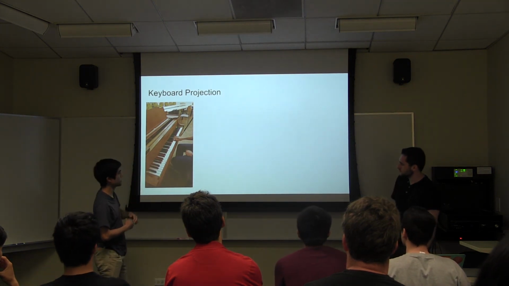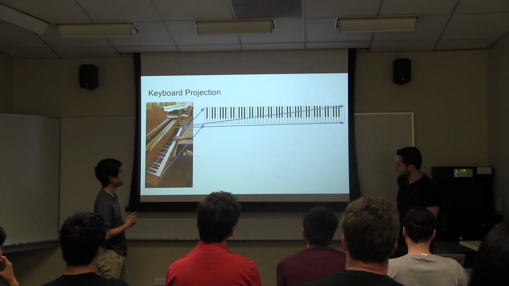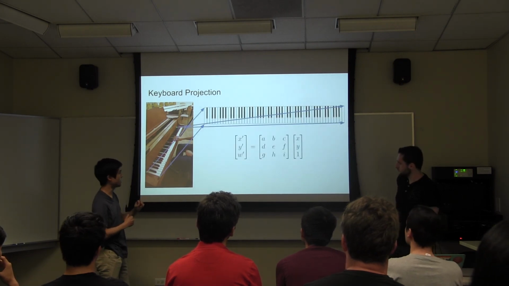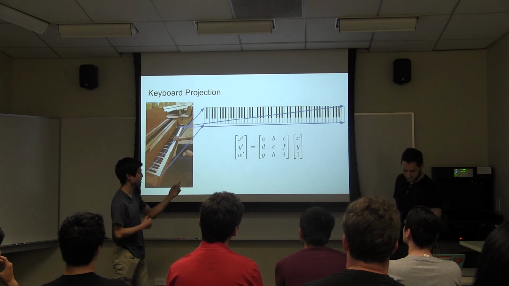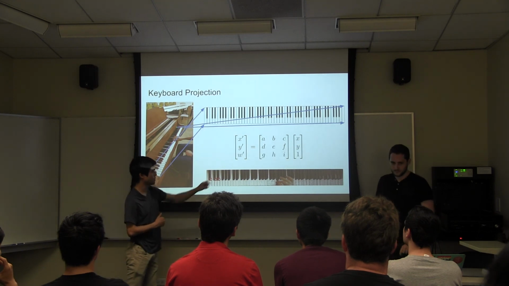And given the four corners of the keyboard, we want to map this to a virtual 2D keyboard. And so we have 4 points, which give us 8 correspondences, and we can solve for the 3x3 transformation matrix up to scale. And this is the projected keyboard.